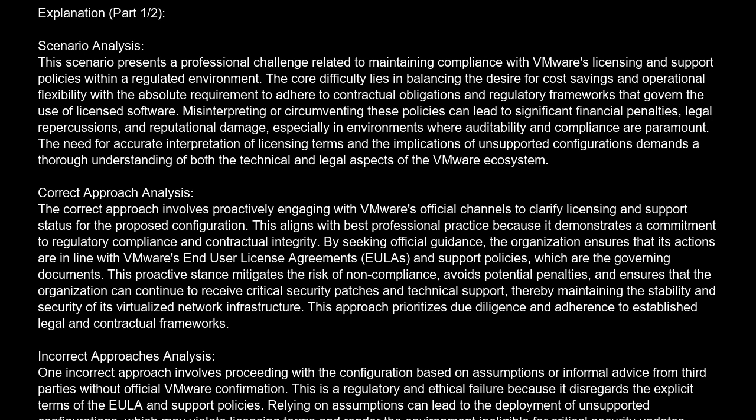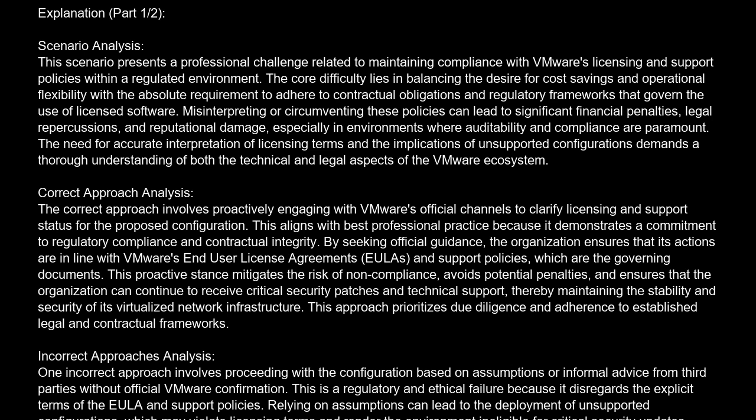The need for accurate interpretation of licensing terms and the implications of unsupported configurations demands a thorough understanding of both the technical and legal aspects of the VMware ecosystem. Correct approach analysis. The correct approach involves proactively engaging with VMware's official channels to clarify licensing and support status for the proposed configuration. This aligns with best professional practice because it demonstrates a commitment to regulatory compliance and contractual integrity.